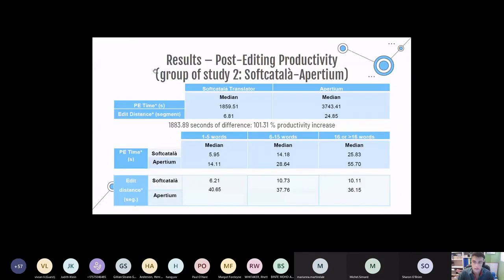Regarding this second group of study among Softcatalà and Apertium, Softcatalà Translator, as we saw also in previous charts, is way ahead of Apertium, and there is a median difference in post-editing time of 1,883.89 seconds, that is a 101.31% productivity increase. This was really useful for Softcatalà, as they are normally localizing software with these machine translation systems, and they also wanted to know which they would use or which is more useful for them.